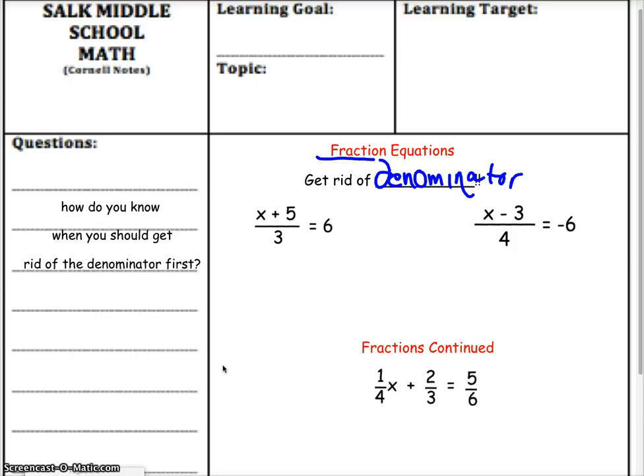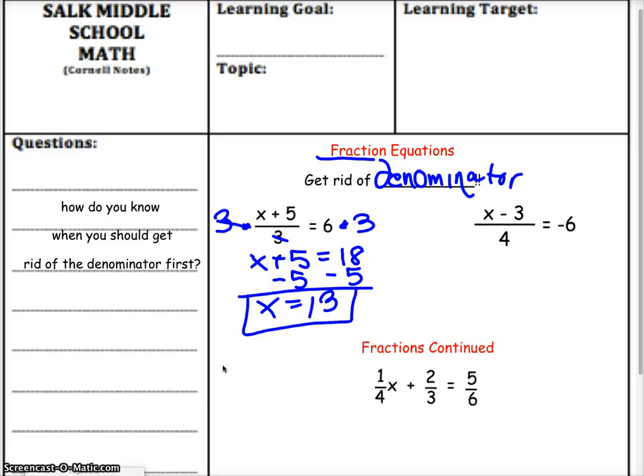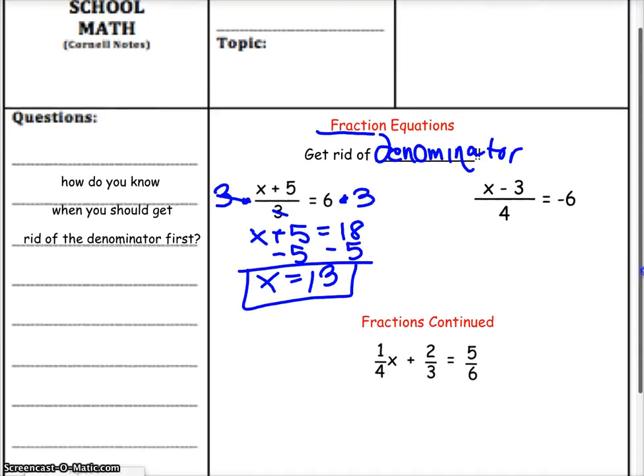Well, in order to solve it, I need to get rid of this denominator. So what's the opposite of divide by 3? Multiply. So I multiply both sides by 3. It cancels the 3 out. I'm left with x plus 5. And now it looks so much better. Now it's x plus 5 equals 18. How do I move plus 5? Minus 5. x is 13. It's not bad. It gets slightly complicated, and I'll show you the different situations.